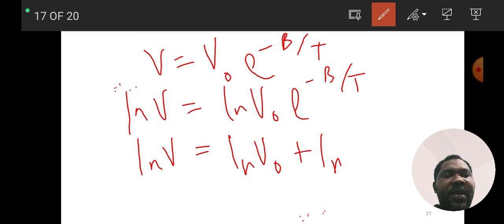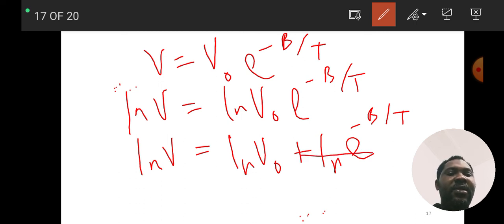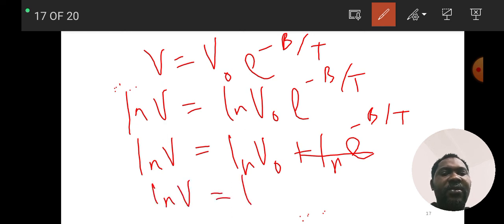So if we apply the law of logarithm, ln v naught exponential minus b over t means ln v naught plus ln, then exponential minus b over t. Okay, now we should know that ln cancels exponential the same way exponential cancels ln. So we are now going to have ln v equal to ln v naught, okay, minus b over t.